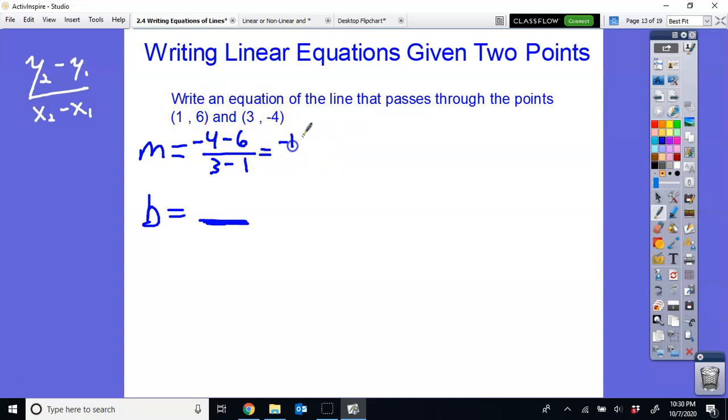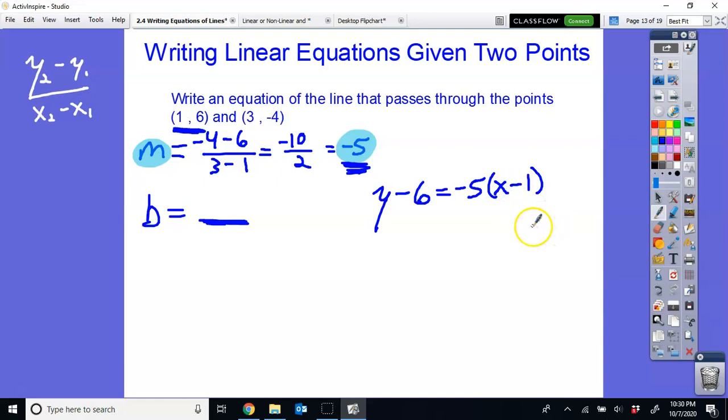-4 minus 6 is -10. 3 minus 1 is 2. -10 divided by 2 is -5. Now you have your m. You have your slope. Now I can do the same thing we just finished on the last few problems. I have a point and I have a slope. I can use my point-slope form. y minus the y value of 6 equals -5 for my m times x minus the x value of 1.